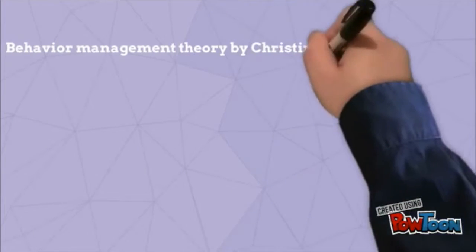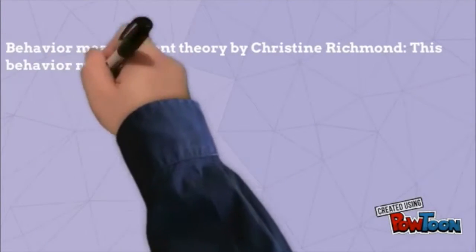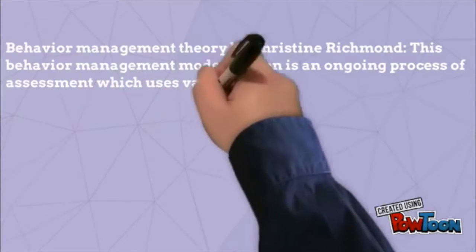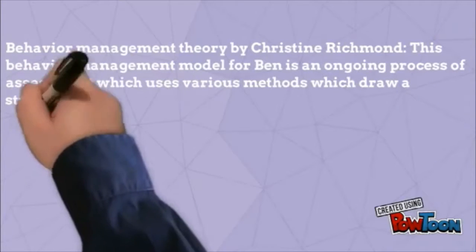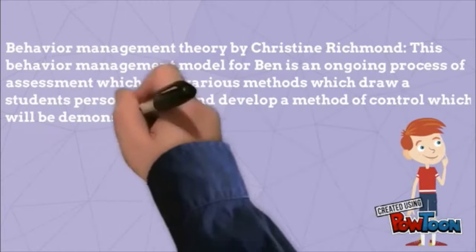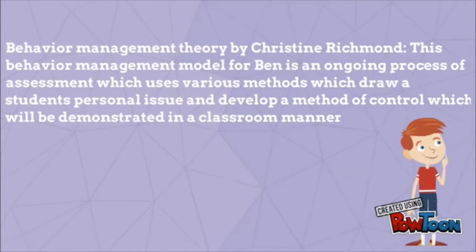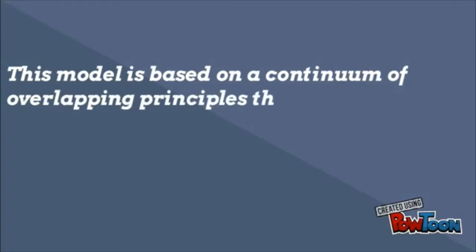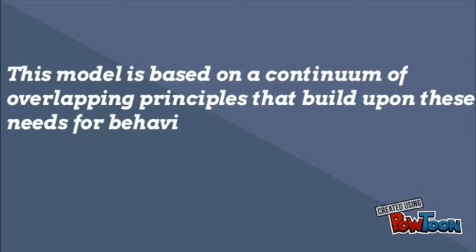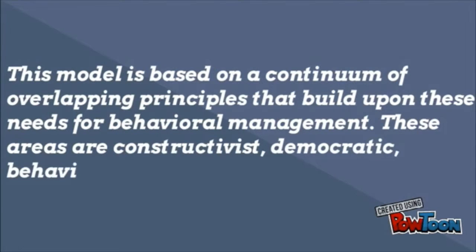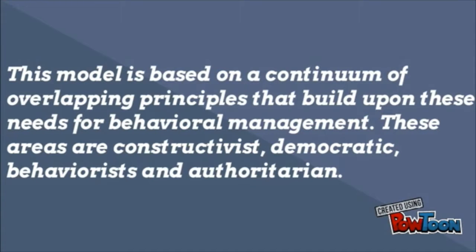Behavior Management Theory by Christine Richmond. This behavior management model for Ben is an ongoing process of assessment which uses various methods which draw out a student's personal issue and develop a method of control which will be demonstrated in a classroom manner. This model is based on a continuum of overlapping principles that build upon these needs for behavioral management. These areas are constructivist, democratic, behavioralist, and authoritarian.